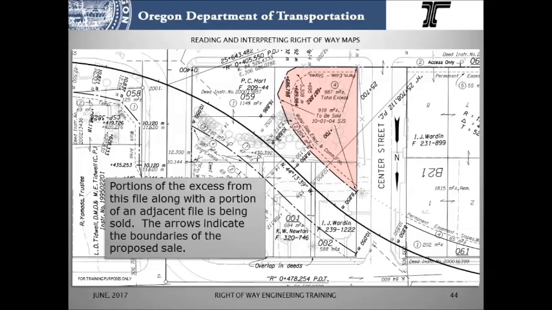Now, so we have excess, we can sell it. Portions of the excess from this file, along with an adjacent file, is being sold. Now the arrows indicate the boundaries of the proposed sale. So when we sell, we can combine multiple files, portions of multiple files, into a sale parcel.